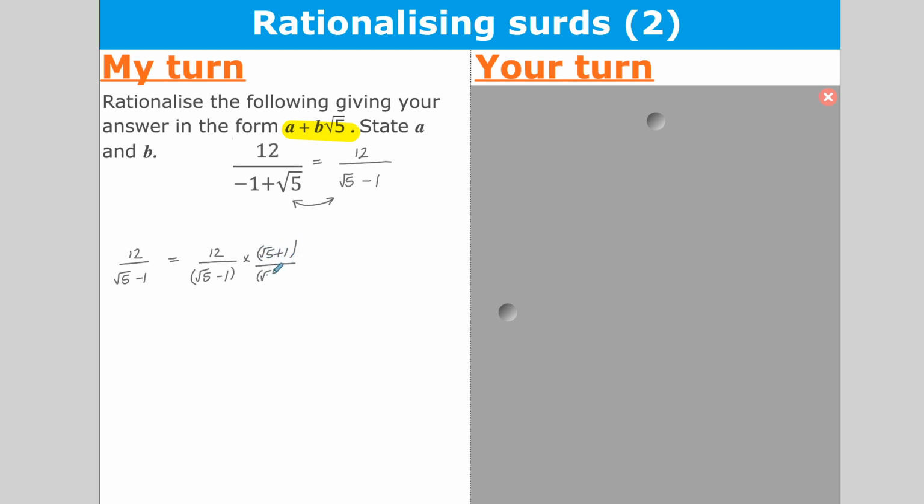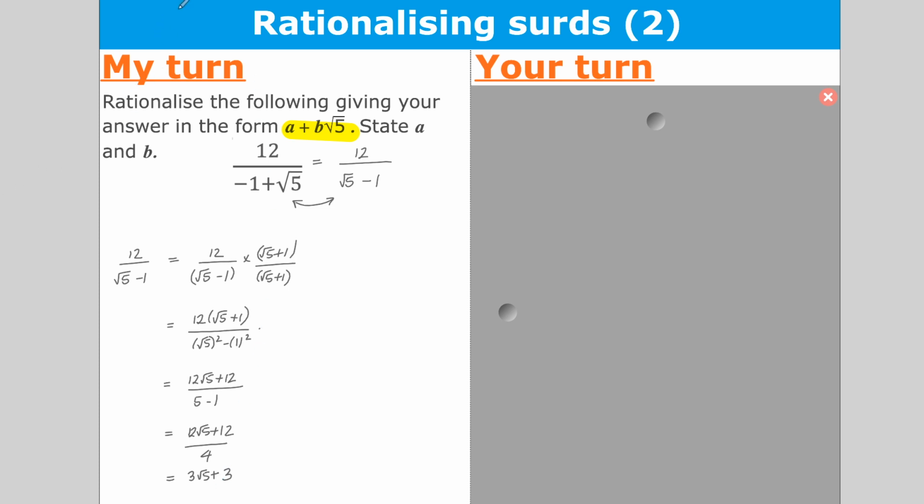As follows. Expand the top, you've got 12 bracket root 5 plus 1. And on the bottom, a take away b multiplied by a plus b, difference of 2 squares, a squared take away b squared. So that's going to be root 5 squared take away 1 squared. Expand the top, 12 root 5 plus 12, over the denominator, which would be 5 take away 1. That's 12 root 5 plus 12 over 4. And so we get 12 divided by 4 is 3 root 5. And here's 12 divided by 4 again, so it's plus 3.